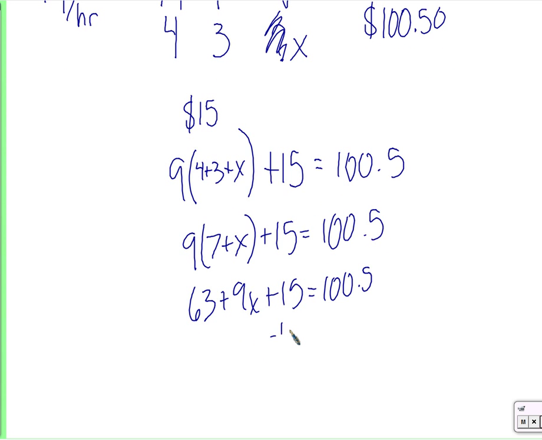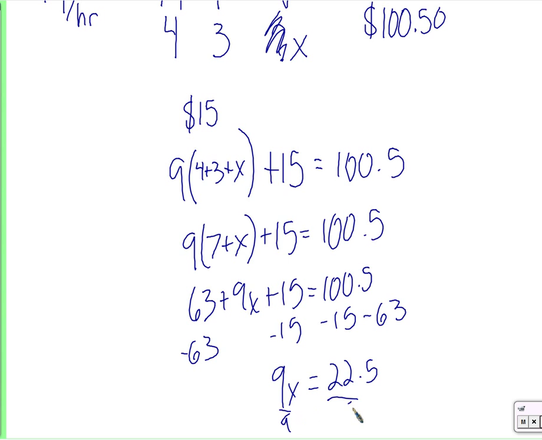Then you subtract 15 from both sides. Now we also subtract 63 from both sides. So 100.5 minus 15 minus 63. It's what? You sure? Yeah, that's what I got. Okay, and then? Divide that by 9. X is 2.5.